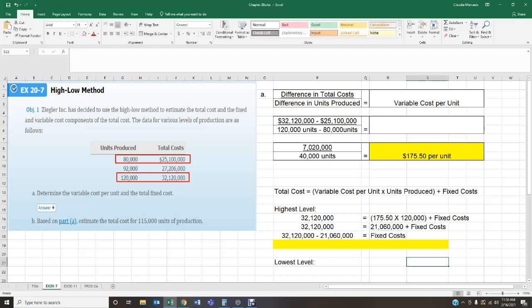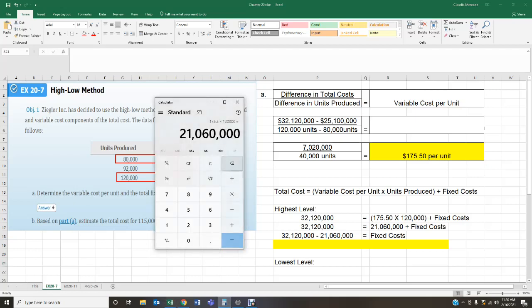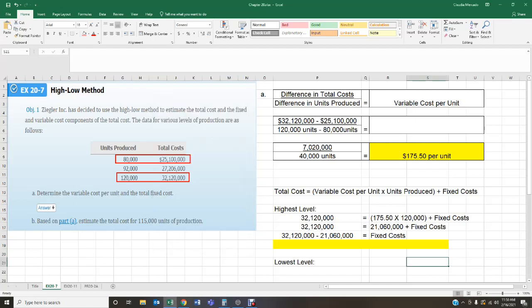So all I did is I got my 32,120,000 minus, I moved the 21,060,000 from the right to the left. So I'm going to subtract that. So let's see what that gives us. 32,120,000 minus 21,060,000. That gives me $11,060,000.